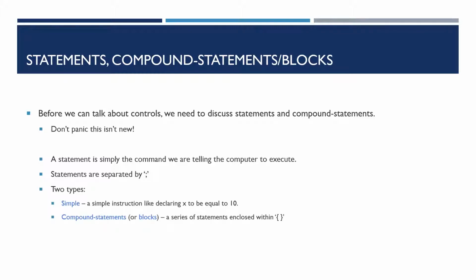Now there are two types. There are simple statements and compound statements or blocks. A simple statement would be int x equals 10, semicolon. It's a simple one-line command with a semicolon. Our compound statements or blocks occur within our curly brackets. And these are a series of statements, so multiple semicolons, enclosed within that space. And we're going to look at examples of both of these for our if statements in the next few slides.